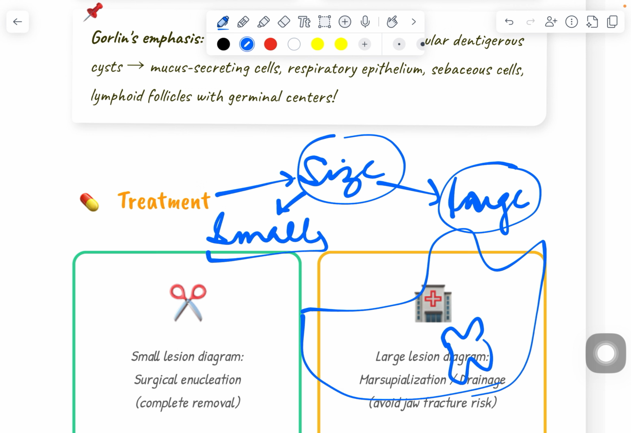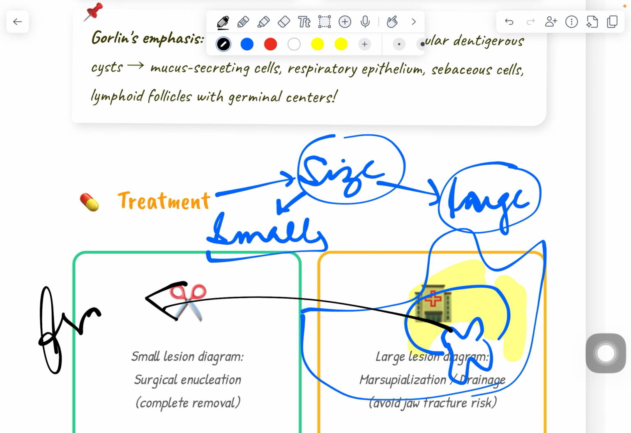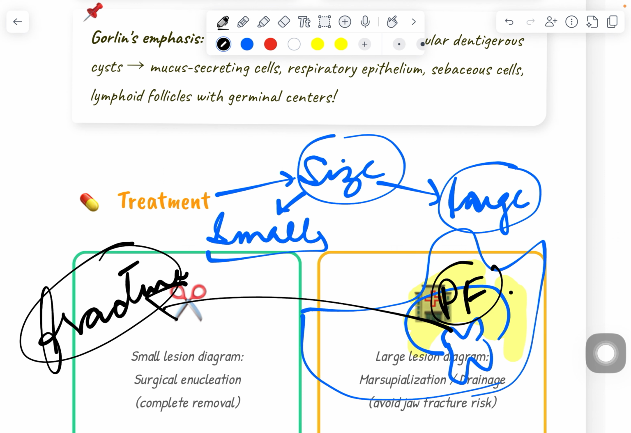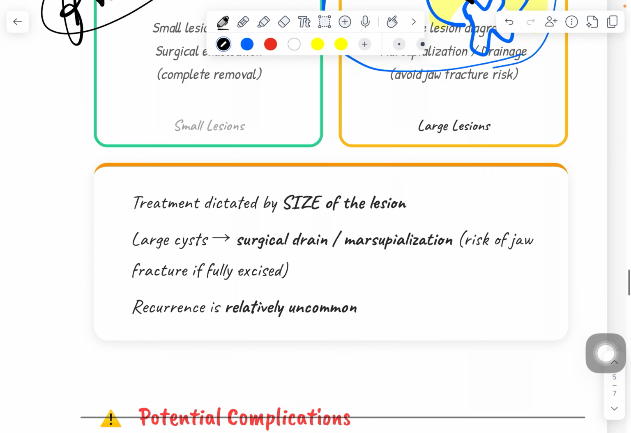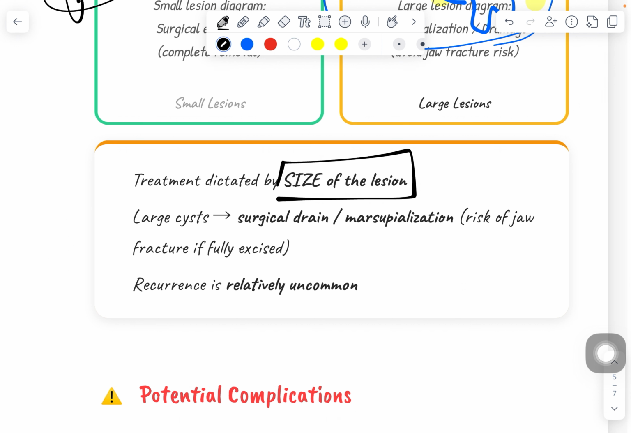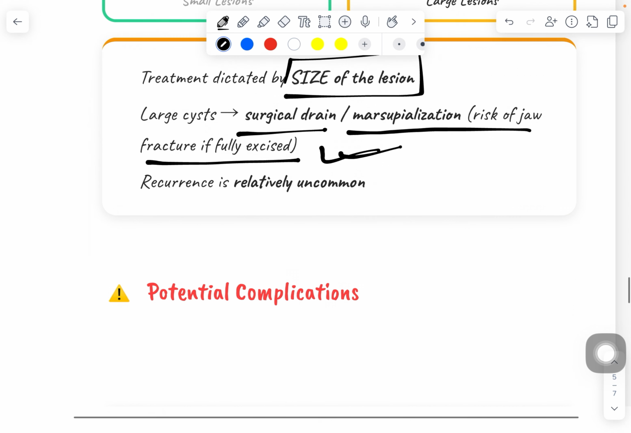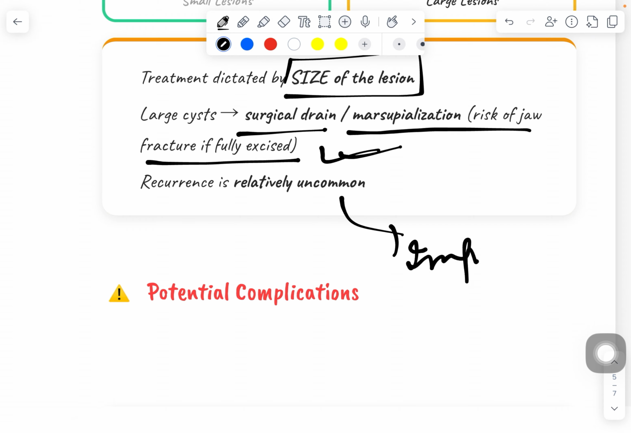This is my impacted tooth और ये है मेरी cyst. अब ये जो cyst है this has hollowed out a lot of the portion of the mandible. अब जब मैं cyst को remove करने जाऊंगी तो it will cause a damage to the bone and my bone may fracture. Since my bone may fracture, it will lead to a pathological fracture. Done. So our treatment totally depends on the size of the lesion. Large cyst, surgical drain और marsupialization, risk of jaw fracture होता है.